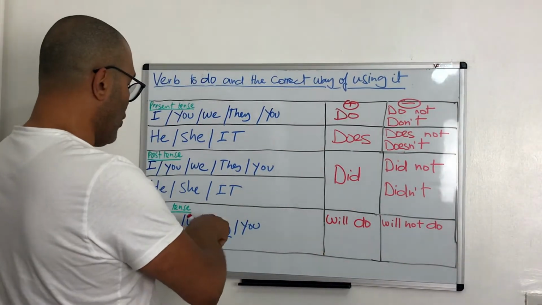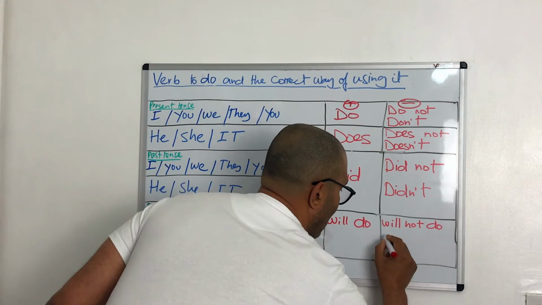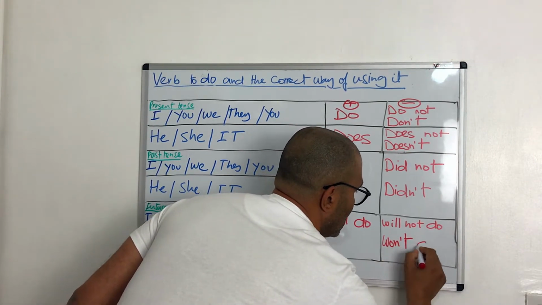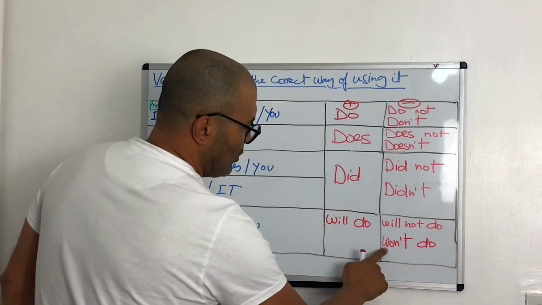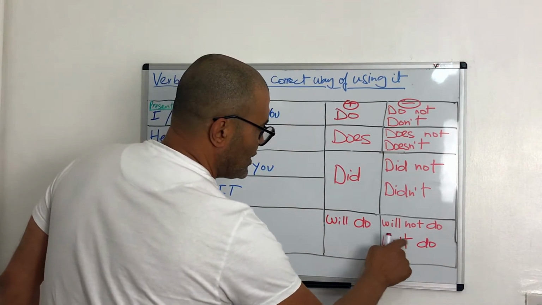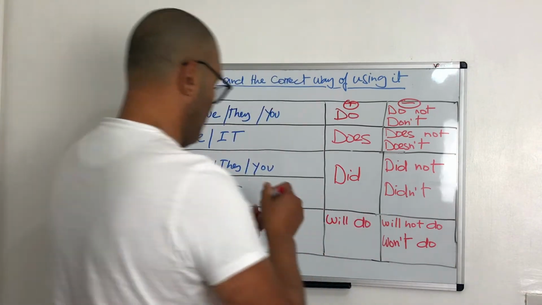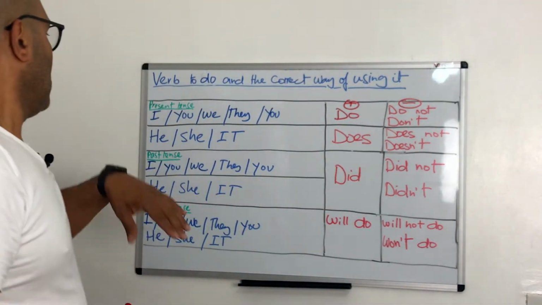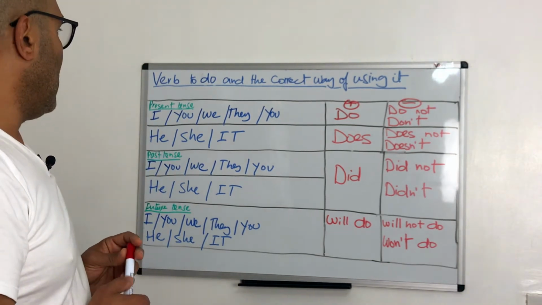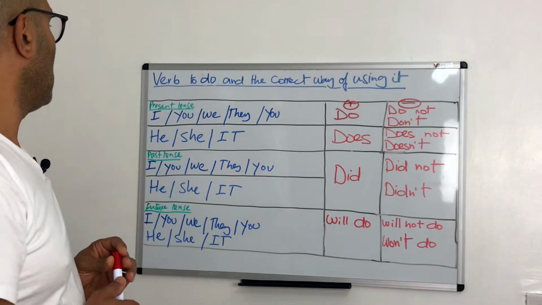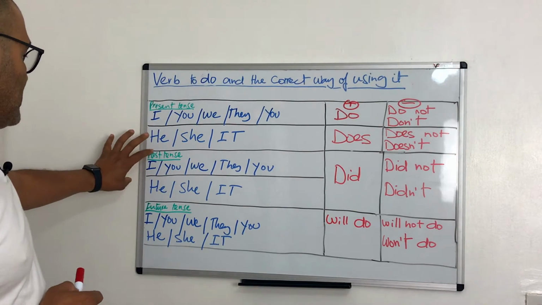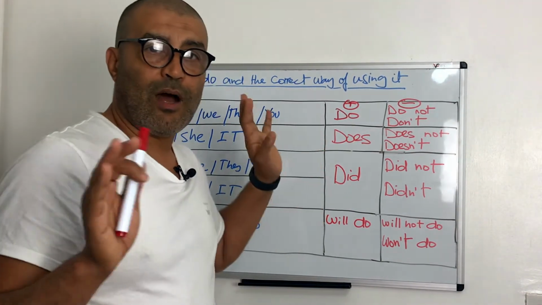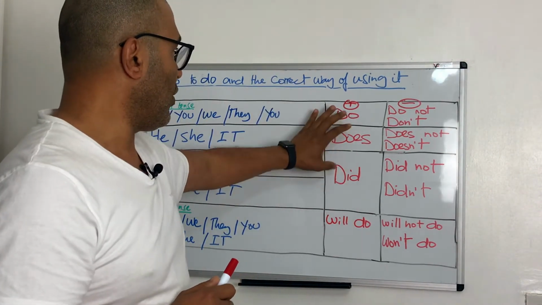I won't do. You won't do. We won't do. It is written like this: W-O-N apostrophe T, won't do. Okay, and this is the verb to do: present tense, past tense, future tense. This is how it is usually conjugated.